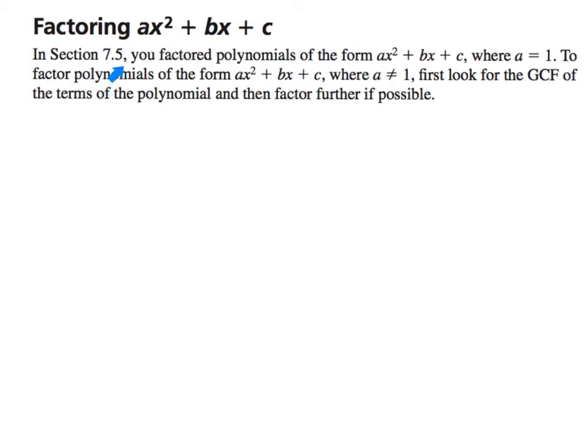Well, in section 7.5, you factored polynomials in the form of ax squared plus bx plus c, but a was 1. So a was always 1, so we didn't have to worry about that. To factor polynomials in this form, where a is not 1, we're going to first look for the GCF of the terms of the polynomial and then factor further if possible. This is huge.